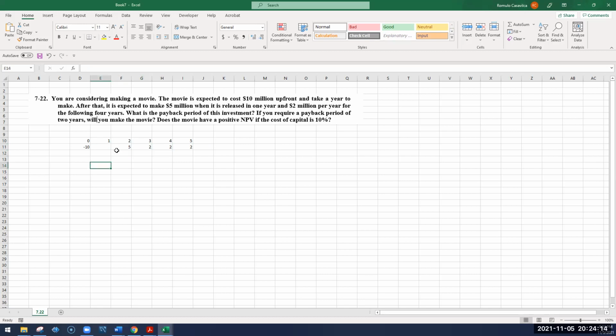But for 4 years, no? For the following 4 years. So in year 0, the cost upfront is 10 million. This is where we are. Then it takes 1 year to make the movie, so this year will not get any cash flow, 0. And after the first year, so year 2, I will get 5 million. And after that, after 1 year, so 3 to 4, it says you will get 2 million per year for the following 4 years.